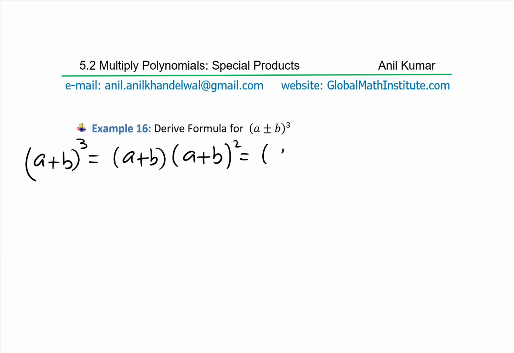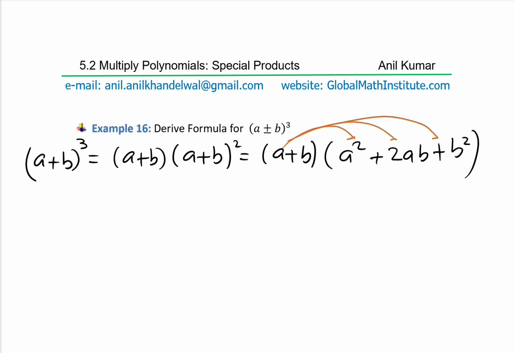Well, we know what (a plus b) whole square is, so I could write that as a square plus 2ab plus b square, right? So we used one of our known formulas, and now we'll apply the distributive property, getting the 6 terms. Perfect. So a times a square is a cube plus 2a square b. We're multiplying with a all these terms, plus ab square.